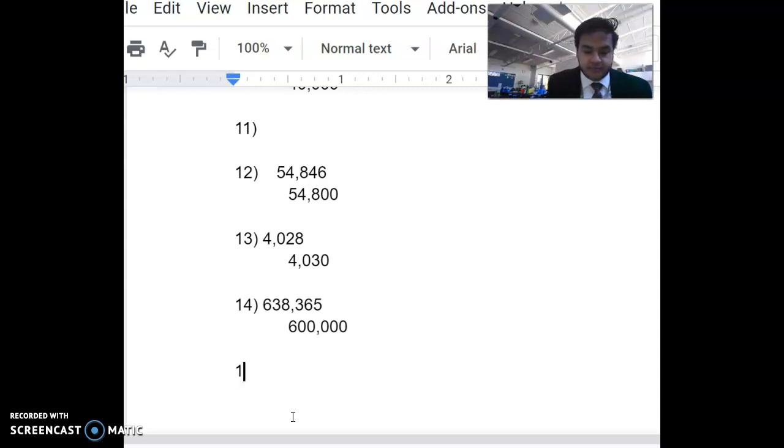Number 15. 453,280 with the 3 being underlined. I look next to it. If it's a low number, everything after the 3 becomes zeros and the 3 stays the same. So this becomes 453,000. Wait, that's not right. Which number am I doing? No!